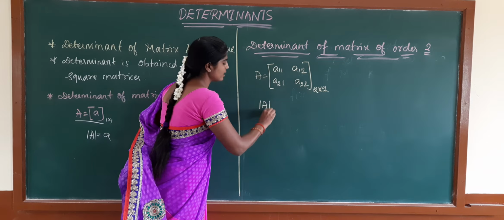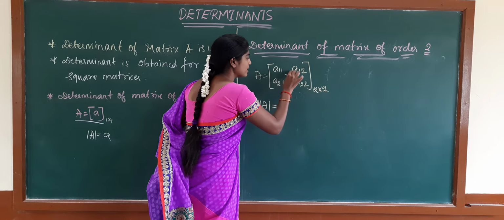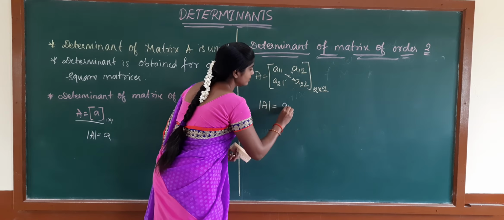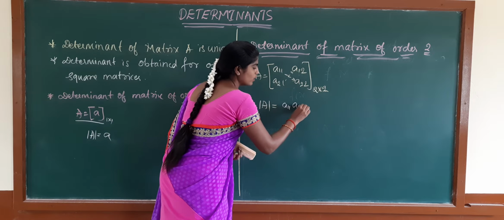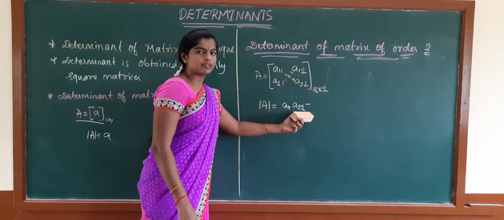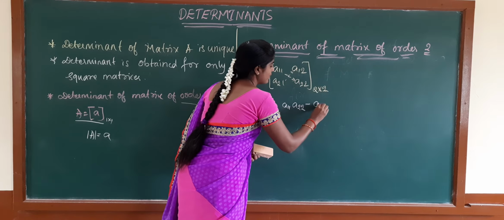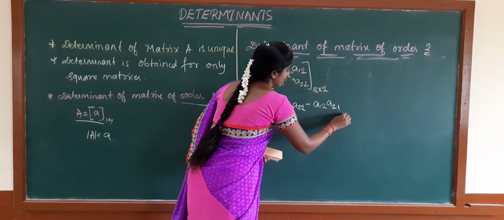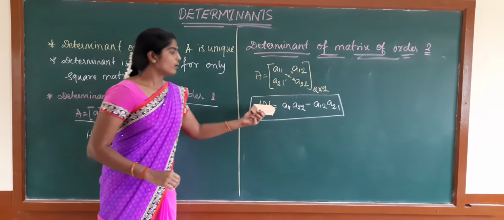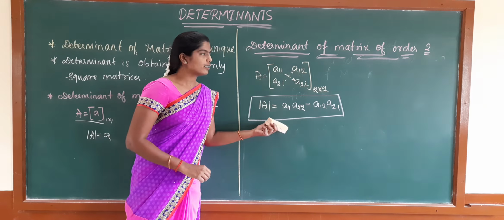The determinant of A is equal to the cross multiplication of these two things. So we get A11 into A22. Next, according to the rule, we subtract, and again multiply these two, that is A12, A21. This is the determinant of a matrix of order 2. We multiply in this way to find the determinant of a matrix of order 2.